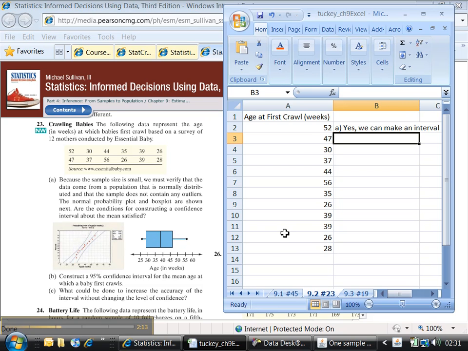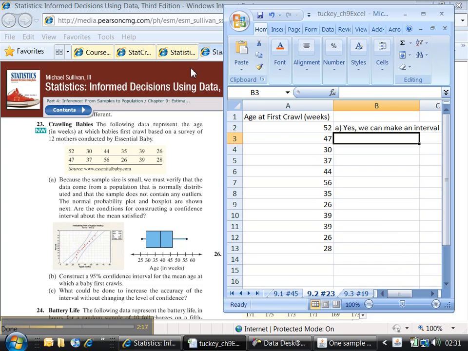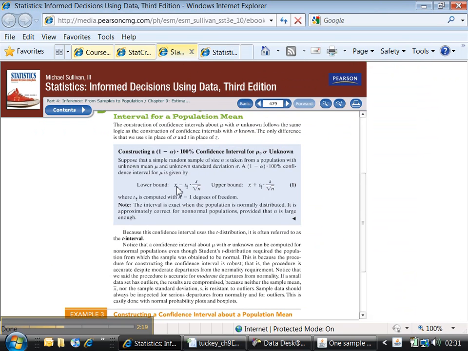All right, now here's where the fun begins. We need to construct a 95% confidence interval. And back here, I've got the formula. It's going to take x bar, s, square root of n, and the t alpha over 2, which is not the same thing as z. T alpha over 2 is computed with n minus 1 degrees of freedom. See that? All right, so we got a lot of work to do.